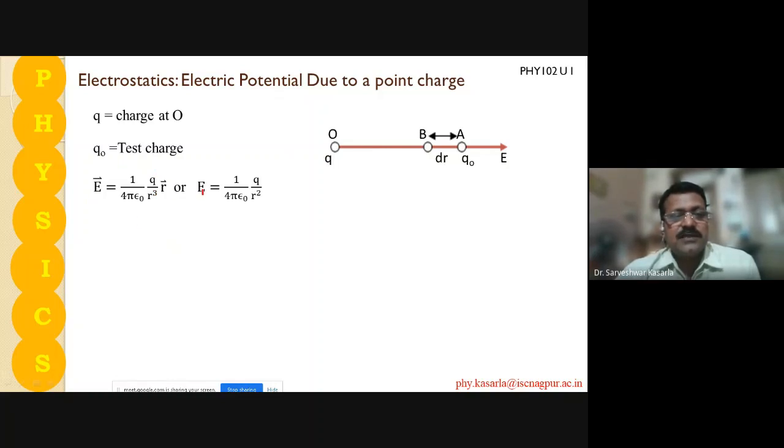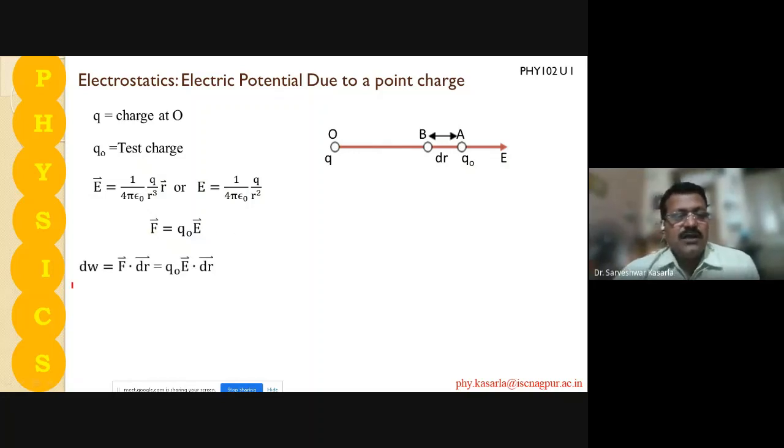If you just ignore the vector sign, it will be simply E equal to 1 upon 4 pi epsilon 0 times q upon r square. Here it is r cube because this is vector r; vector r divided by r cube becomes, with the magnitudes cancelling, only r square. So F is equal to q0 times E. If you want to express the force in terms of intensity, it will be like this.